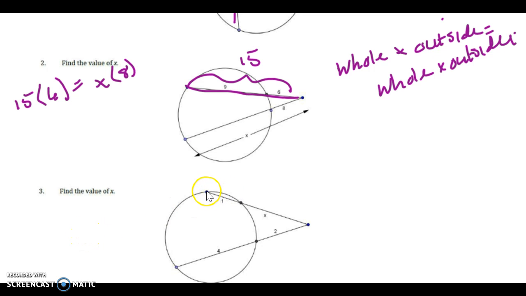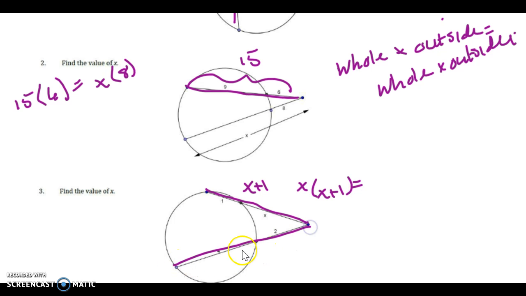Number 3, the whole secant line is actually x plus 1. So x plus 1 times the outside part x equals the whole secant line 6 times the outside part 2. So this gets a little tricky because when I distribute this x, I have x squared plus x equals 12.